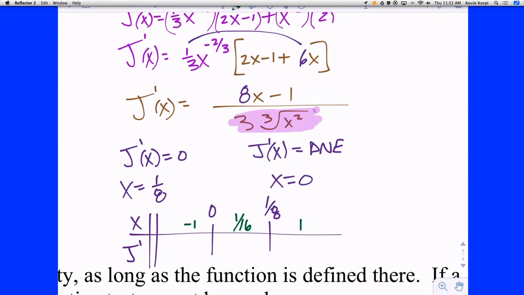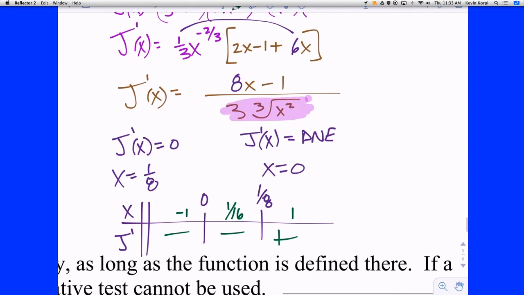Plug in a -1, you get -8 minus 1 is negative. Plug in a 1/16, you get 8/16. That's a half. Half minus 1 is negative. Ooh, did it change signs? Nope. Plug in a 1 and you get positive.